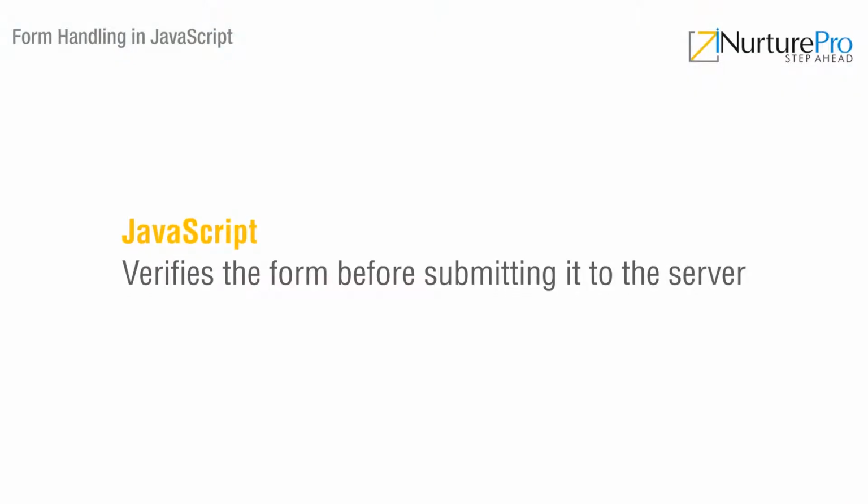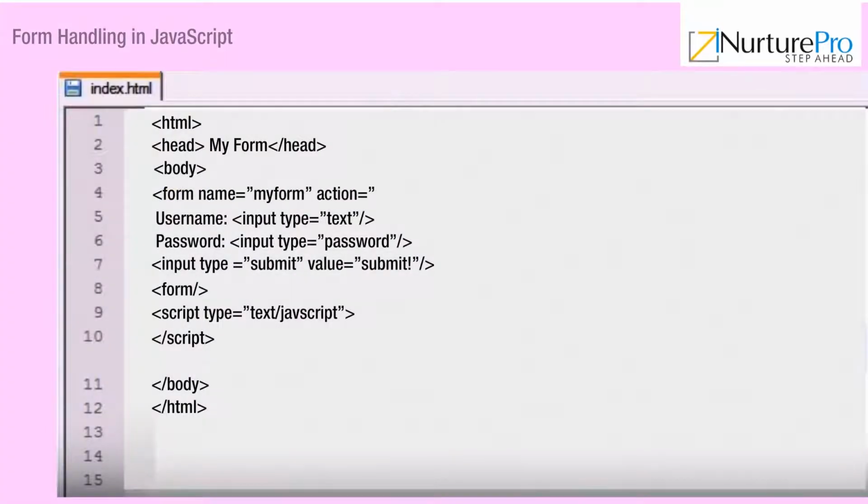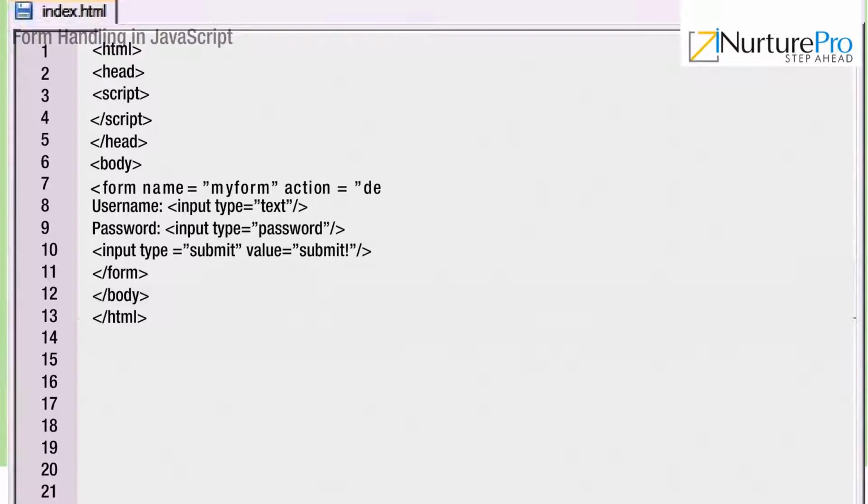As we discussed earlier, JavaScript verifies the form before submitting it to the server. Let us see how JavaScript verifies the validity of the fields in forms. For instance, to validate the username, let's take the previous code and rename the form as myForm. We will also add an action and function call that calls the JavaScript function for the validation process. We will then add the JavaScript function in the script tag.